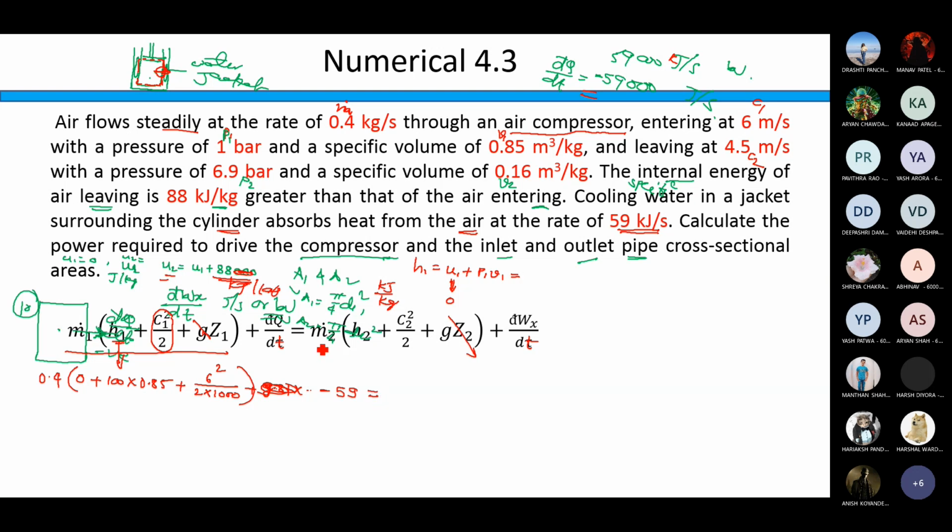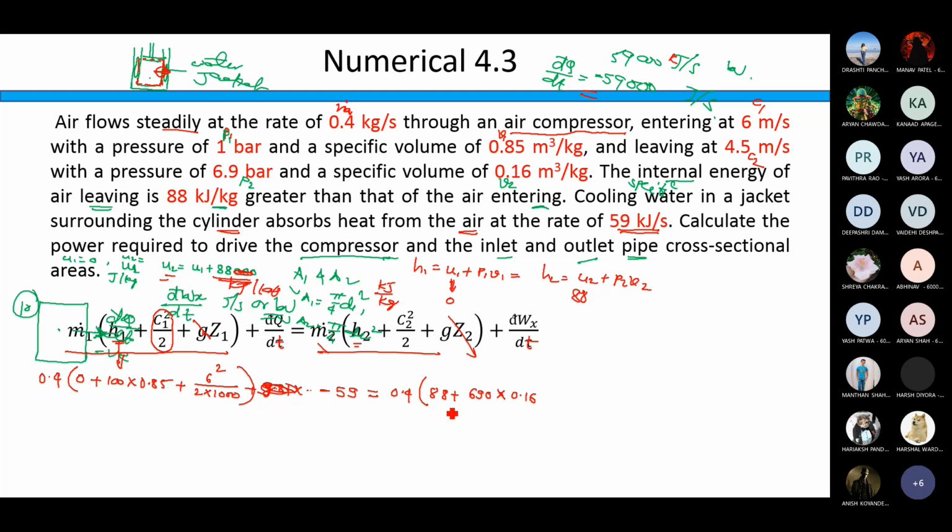So this must be equal to, now this term I am evaluating, this is 0.4 into bracket. Now what is H2? H2 is U2 plus P2 V2, right? Now we assume U1 as 0, so U2 will be straightaway 88. So I can write it like 88 plus P2. Now P2 is 6.9 bar, so multiply this by 100. So this will be 690 kilopascal multiplied by the specific volume, which is 0.16 here, the specific volume at the exit.